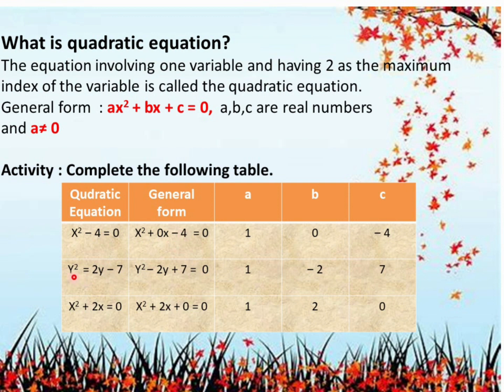In the second one, y square is equal to 2y minus 7. 2y if you bring left hand side, it will become minus and the minus 7 will become plus. So a is equal to 1, b is equal to minus 2, c is equal to 7. In the third equation, x square plus 2x is equal to 0. If you compare this one with the general form, there is no c term. So in place of c, I have to put 0. So a is equal to 1, b is equal to 2 and the c is equal to 0.